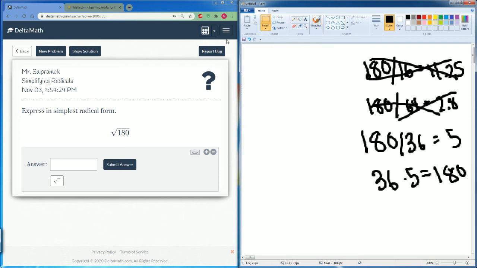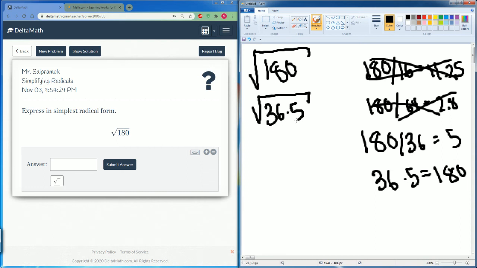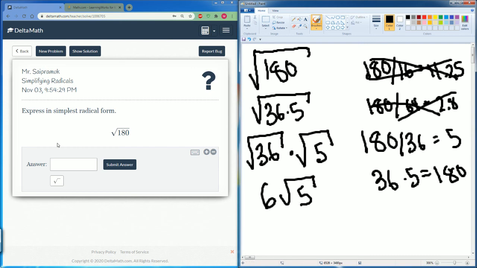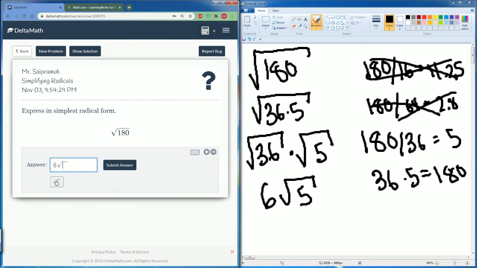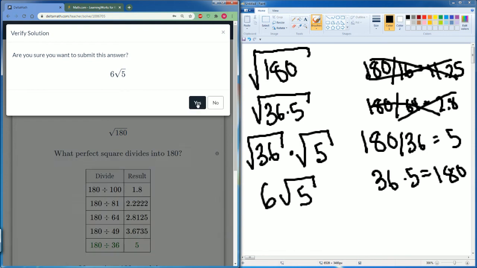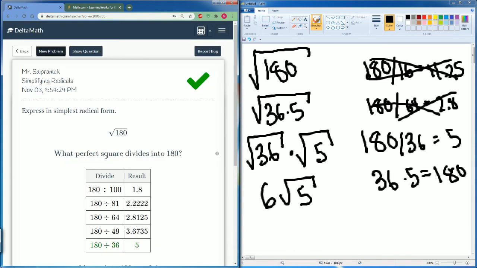So you could see that radical 180 can be broken down into 36 times 5 inside the radical. Split this into its individual radicals. Radical 36 times radical 5. Square root of 36 is just 6. Nothing happens to the radical 5, so the answer is 6 radical 5. Okay, you just have to test different perfect squares.